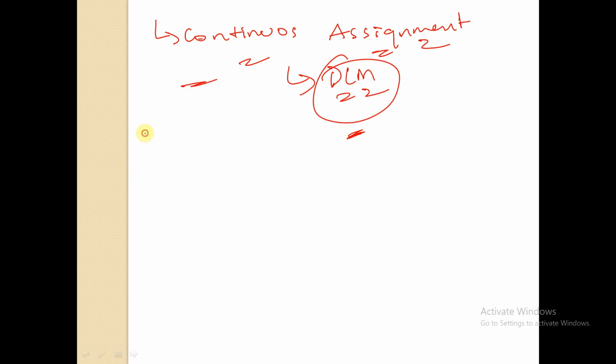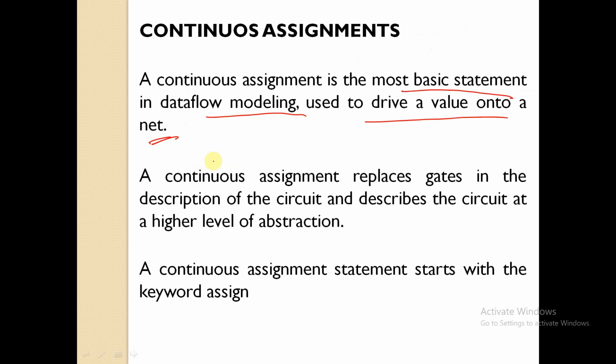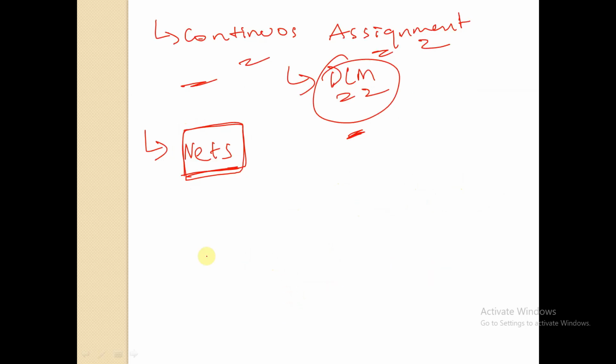In the case of continuous assignments, the values are driven continuously onto the nets only. A continuous assignment replaces gates in the description of the circuit and describes the circuit at a higher level of abstraction. A continuous assignment starts with the keyword assign. Let's discuss the syntax for this continuous assignment.